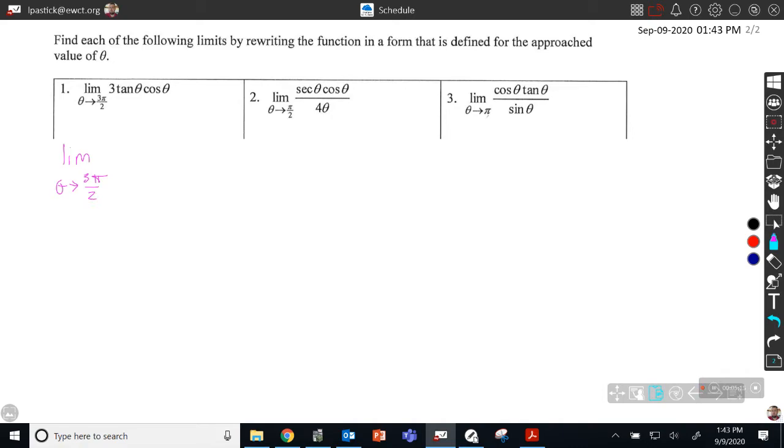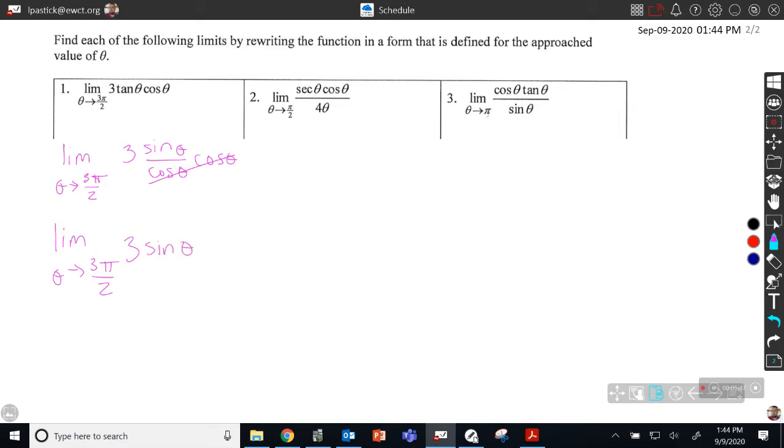Well, what do you know about tangent? You know tangent is sine over cosine. So let's rewrite that. 3 sine over cosine of theta times cosine theta. So we have rewritten our problem, and we got some nice stuff already happening. We've got the cosines canceling out. So now we've got limit as theta approaches 3 pi over 2 of 3 sine theta.